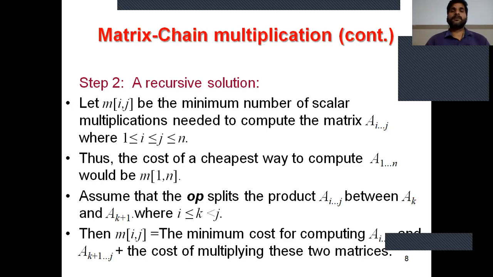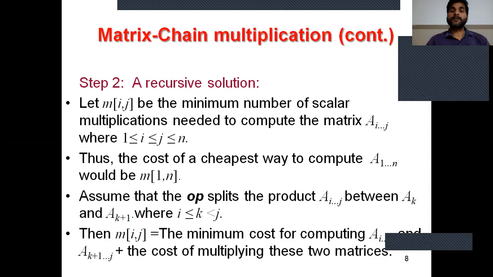Now step two, a recursive solution. Let m[i, j] be the minimum number of scalar multiplications needed to compute the matrix Aij, where 1 is less than or equal to i less than or equal to j less than or equal to n. This is the cost of the cheapest way to compute A1..n, which would be m[1, n].